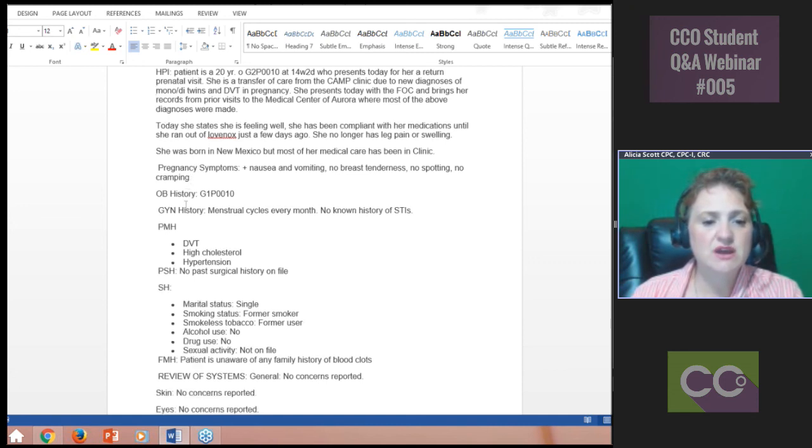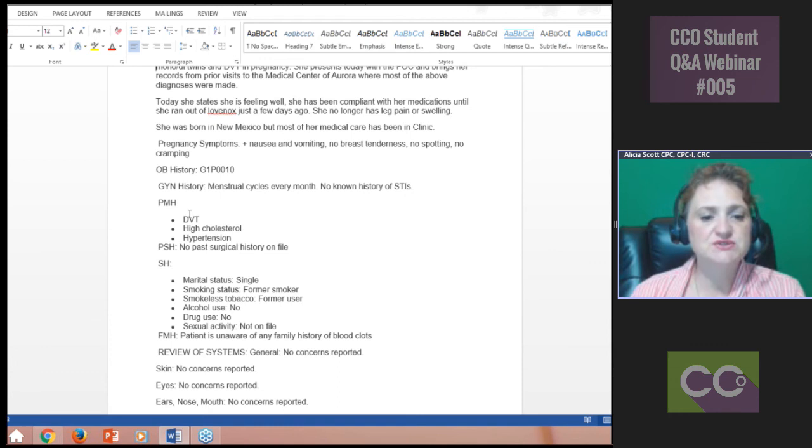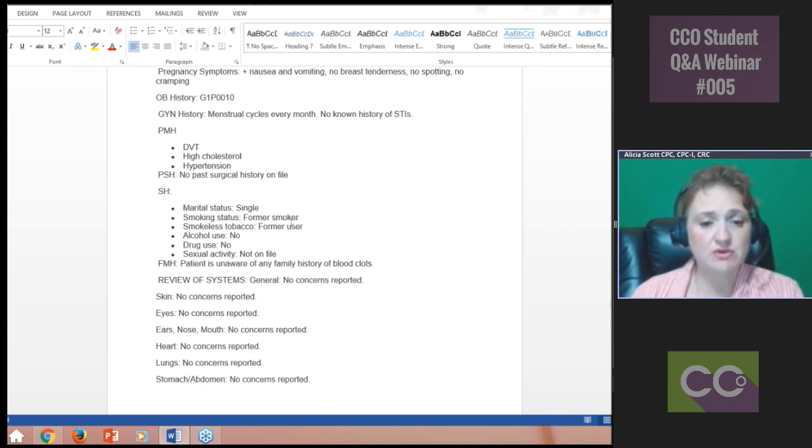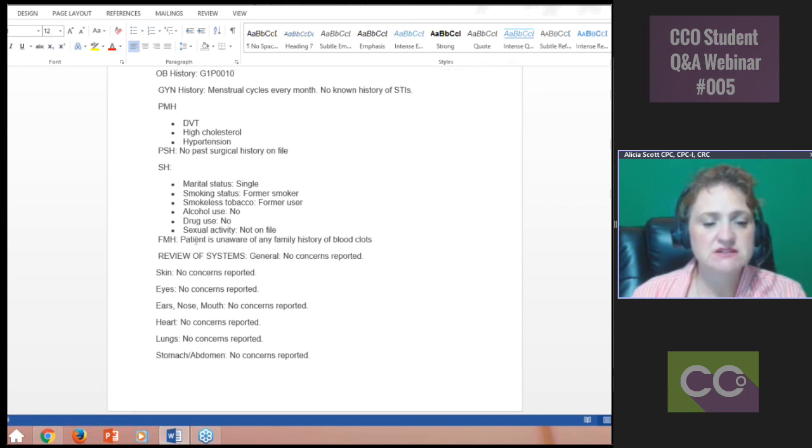Now let's go down here. Let's look at her history: DVT, high cholesterol, hypertension, no past surgical history. But right there, three things. The DVT, the high cholesterol, which is probably why she has the DVT, and the hypertension. Three things that you're going to code for. She's a former smoker, also really bad on the circulation, but that's former, so that's good. She doesn't have any family history; they don't know any family history.